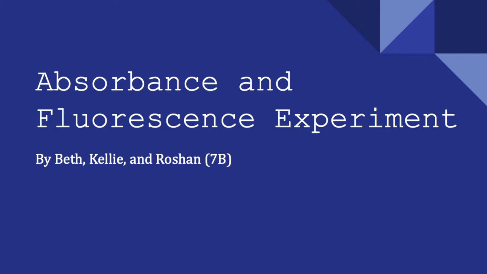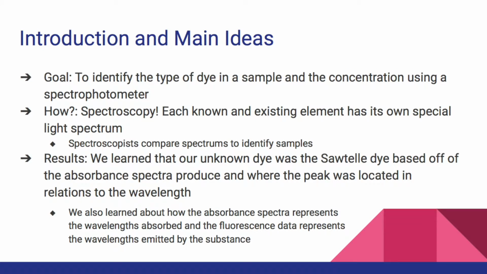Welcome to our experiment about fluorescence and absorbance by group 7B. Our goal was to identify the type of dye in a sample and the concentration using a spectrometer. How do we do this?